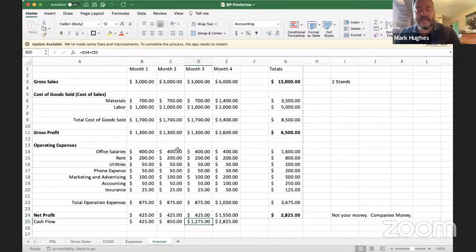If you spend that 425 kwacha every month, your business has nothing to use to grow.